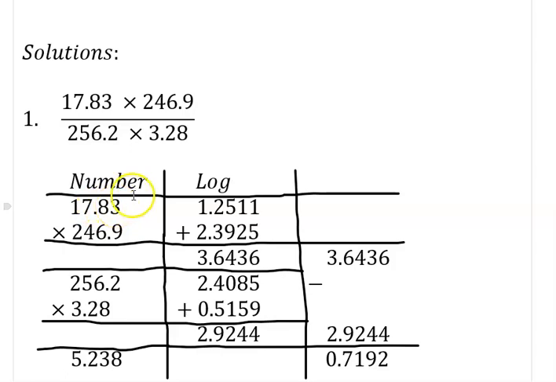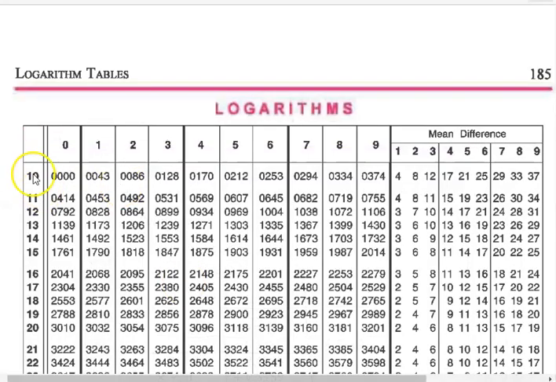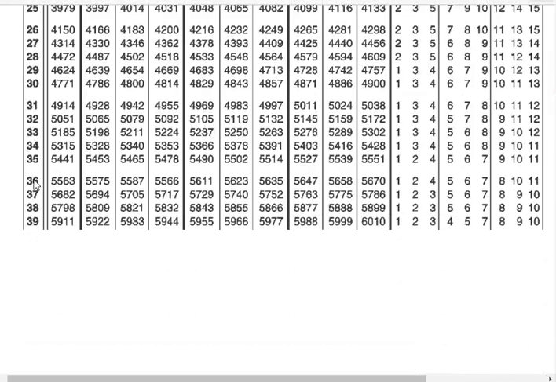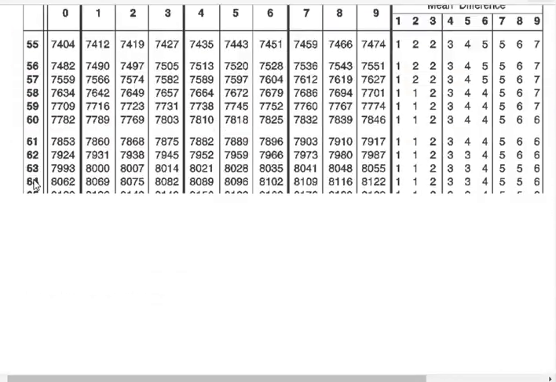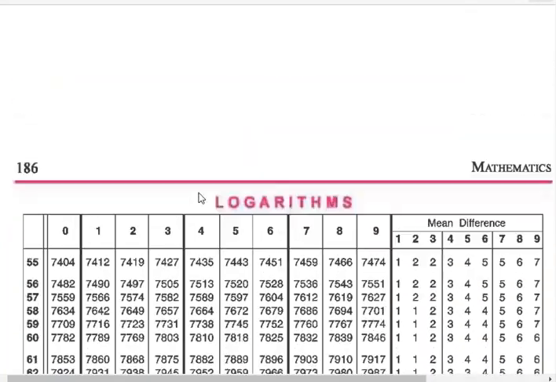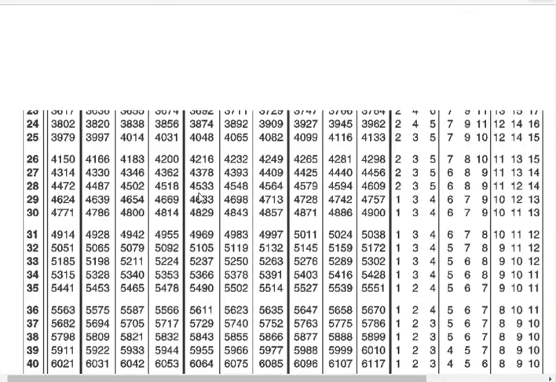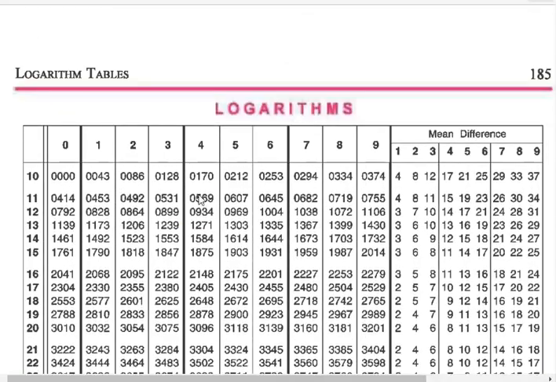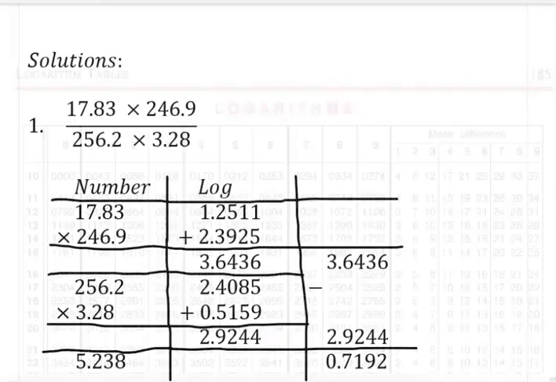Because in our logarithm table, let me quickly show you, we have 2-digit numbers there. So as you are calling those logarithm numbers, you'll be calling them in twos first, because it starts from 10 up to 99. That is what we have here. Look at it, it ends in 99. So we have our mean differences here as well. So you'll be calling them in twos. So let's go. By the time we are through with this solution number 1, you will understand better.